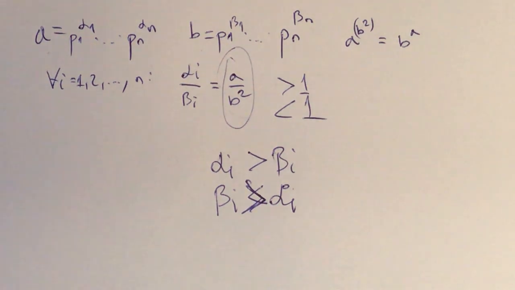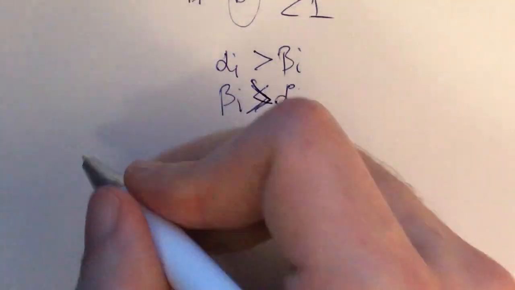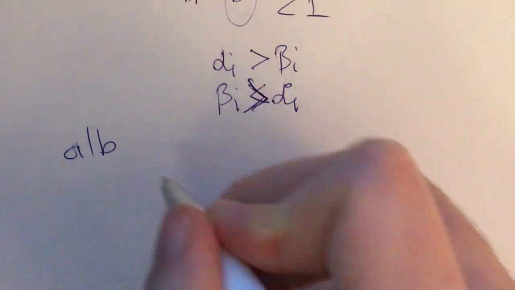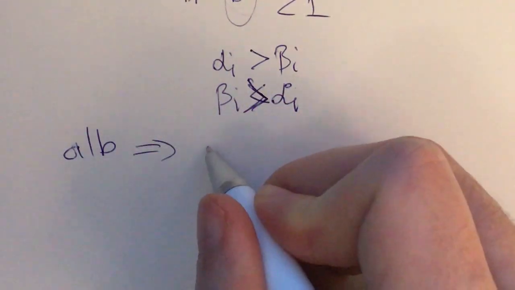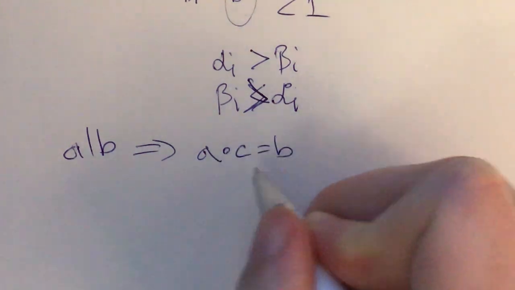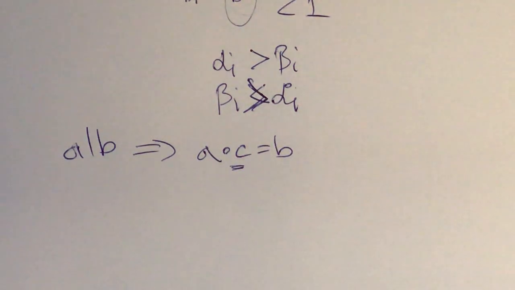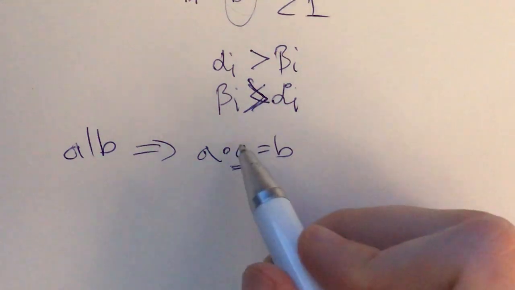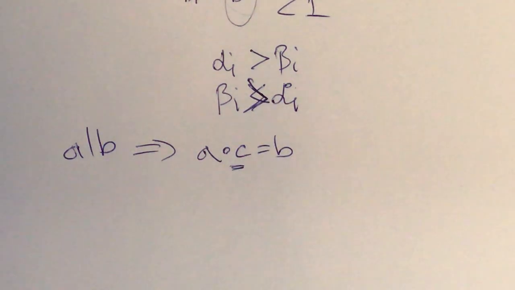Here's the first case I'll solve, a divides b. So if a divides b, what do we have? Well, this implies that a times c is equal to b for some integer c. And because a and b are positive integers, that means c is a positive integer as well.